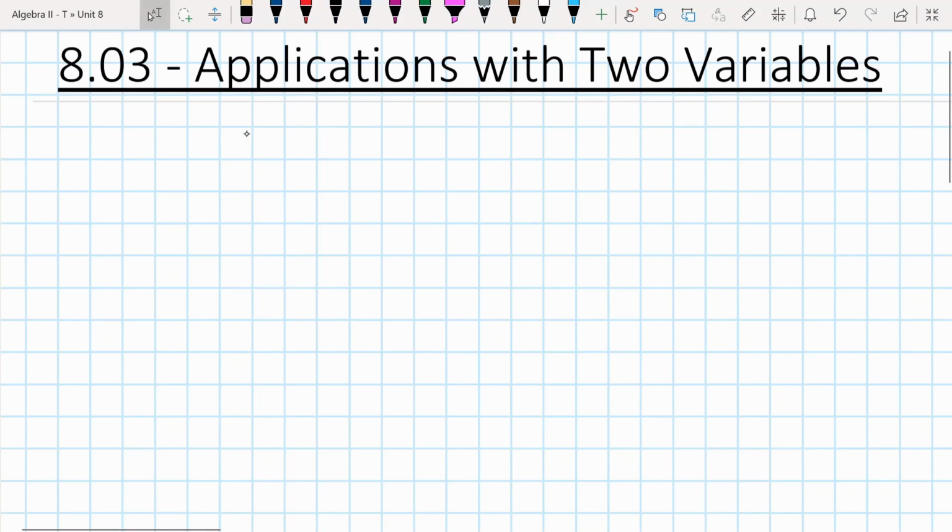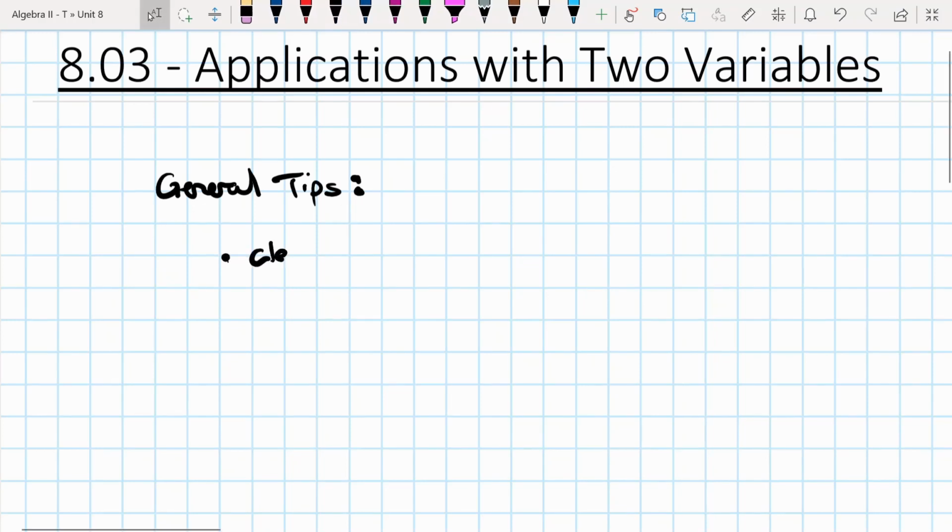Okay, so we've talked about how to solve a two variable system of equations using substitution and elimination. Today is going to be applying those concepts to solve application questions. And so for the notes today, I'm going to go through an example in a minute, but I just want to go through some general tips on how to approach these questions.